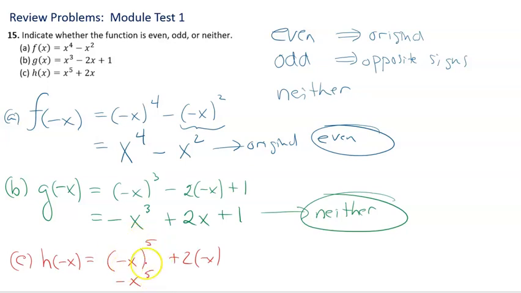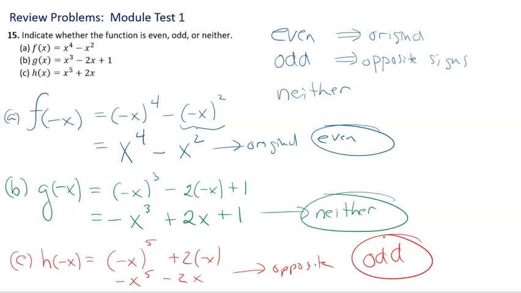That means I simplified the negative to the 5th, plus 2 times negative x is negative 2x. Now notice that is the opposite of the original function. All the signs are opposite. Plus x to the 5th is now negative down here. Plus 2x is now negative, which means we have an odd function.